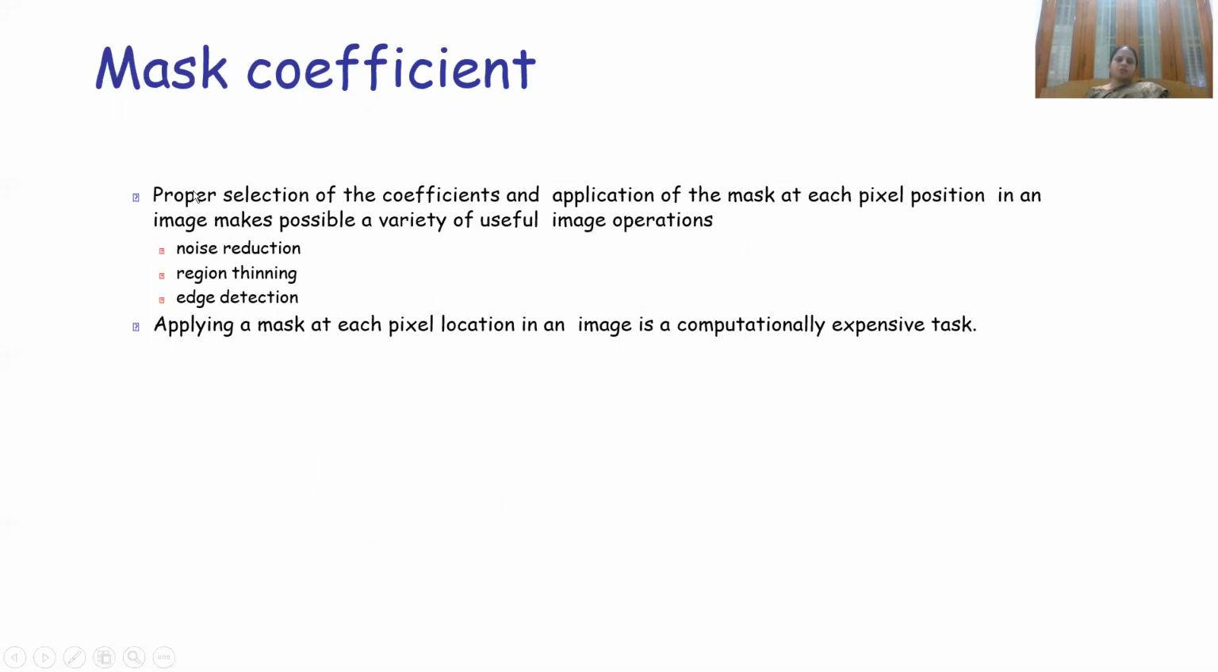For the mask coefficients, here we are selecting averaging. Similarly, we can do any operations. So proper selection of the coefficients and application of the mask at each pixel position is very important in image processing, which makes possible a variety of useful image operations, such as noise reduction, region thinning, and edge detection. Applying a mask at each pixel location in an image is a computationally expensive task. It takes so many calculations, pixel by pixel. If we have a high resolution, like 1024 by 724, then it is computationally much bigger.